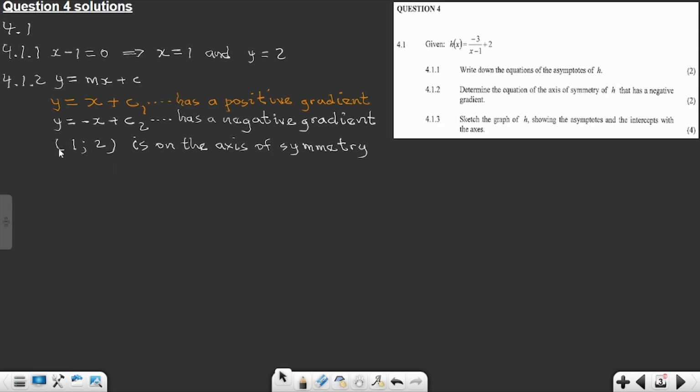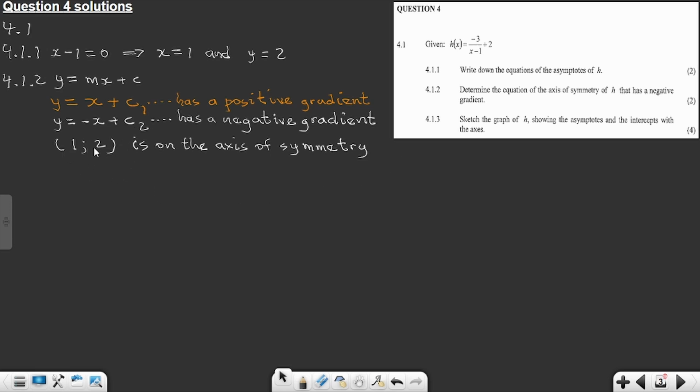You see this point (1, 2): the axes of symmetry, the one with positive gradient and the one with negative gradient, and the vertical asymptote and the horizontal asymptote, they are all passing through this point. I'm going to show you that when we sketch the graph in the next question. But for now we are trying to solve for C2.